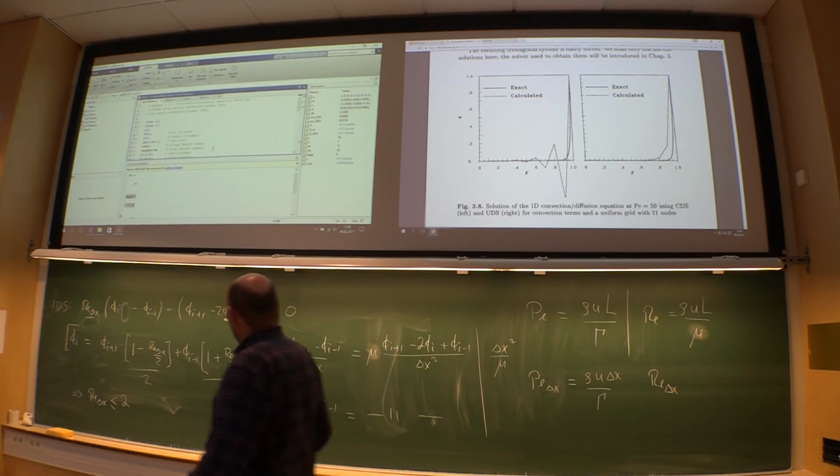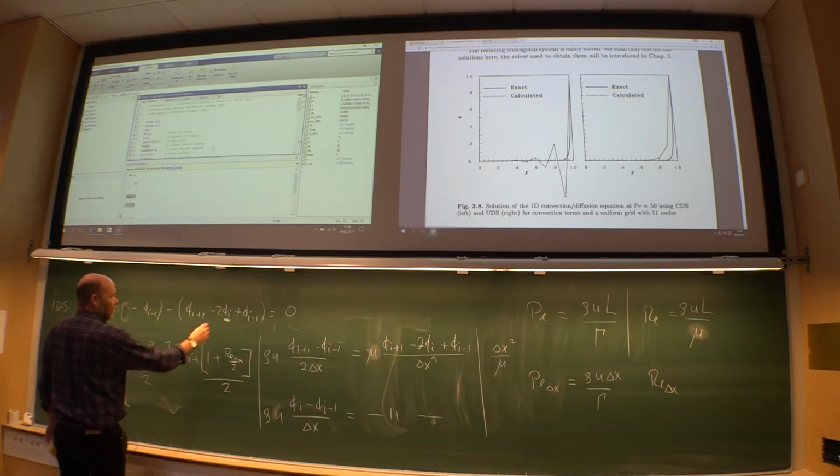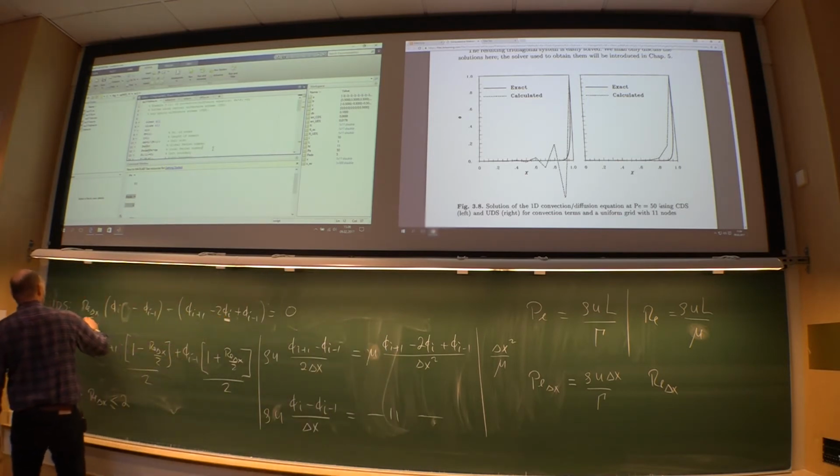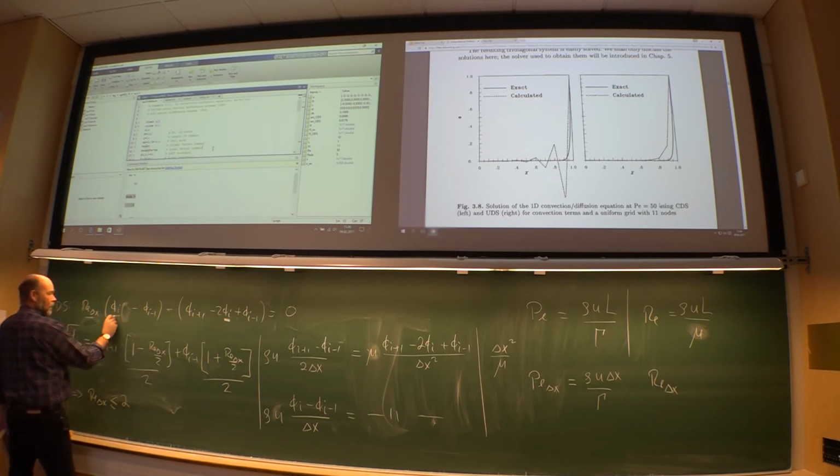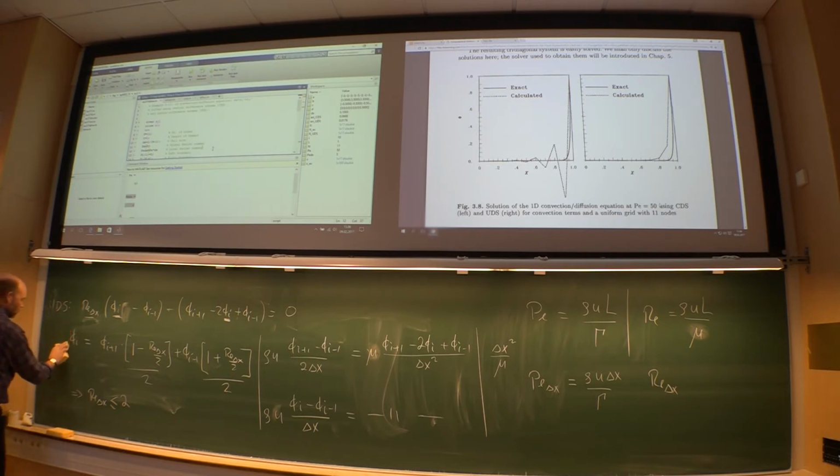So now we have to isolate UI. And I have one there, but now I have another one here as well. So now we have to rewrite this one a little bit.